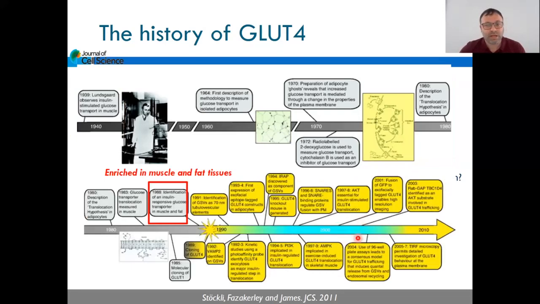So in the late 80s, it was found that this insulin-responsive glucose transporter was enriched in muscle and fat tissues. And then by the end of the 1980s, it was actually cloned. We found the gene responsible for this, and it was named GLUT4, so glucose transporter 4. And the cloning of this gene, so we had the sequence, would allow people to now generate reporter constructs that were tagged. And this really gave birth to a large increase in studies on the cell biology of GLUT4, looking at its trafficking and the regulation of its trafficking.